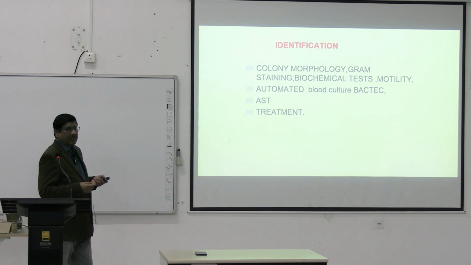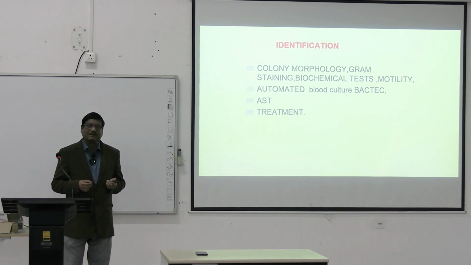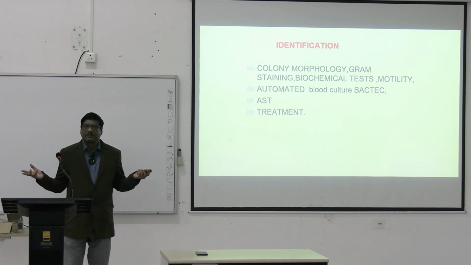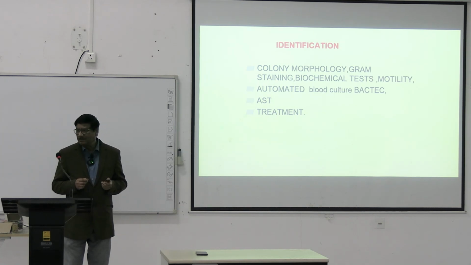The colony character: if you get a colony on blood agar that is pinpoint with beta hemolysis, then your suspicion is Streptococcus. A pinhead colony with beta hemolysis, Staphylococcus. Colony pinpoint but no hemolysis, then Enterococcus. No hemolysis, gamma hemolysis, in the group of Enterococcus. Alpha hemolysis.